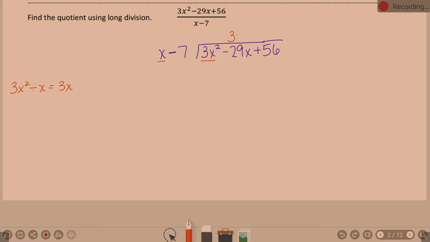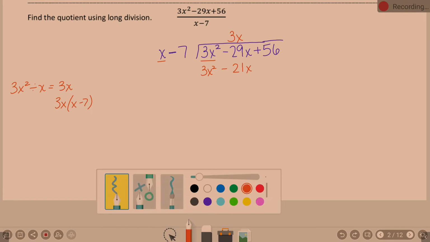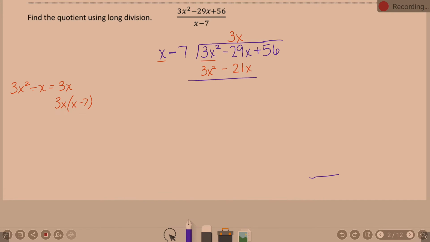3x goes over the 29x, for 2 reasons. One, that's its like term. Two, I'm dividing by 2 terms, so I should be 2 terms in. Now what do we do with this 3x? We're going to take 3x and multiply by the x minus 7. 3x times x is 3x squared. 3x times minus 7, minus 21x. And now we're going to subtract.